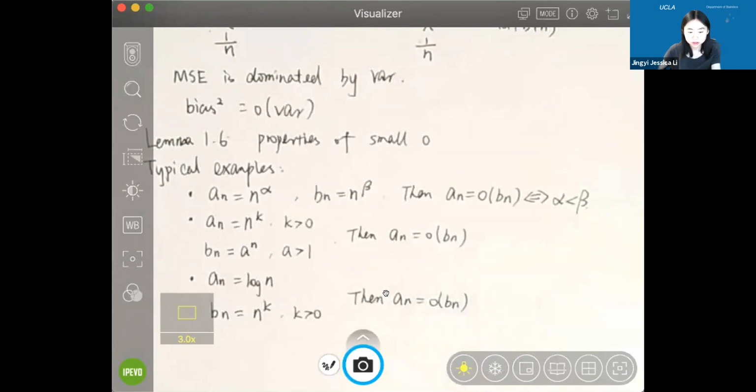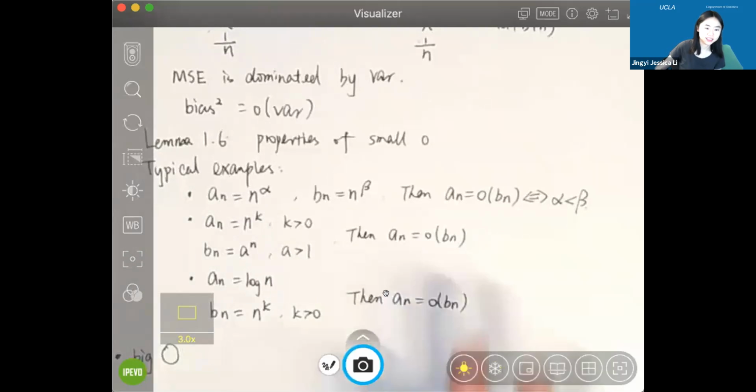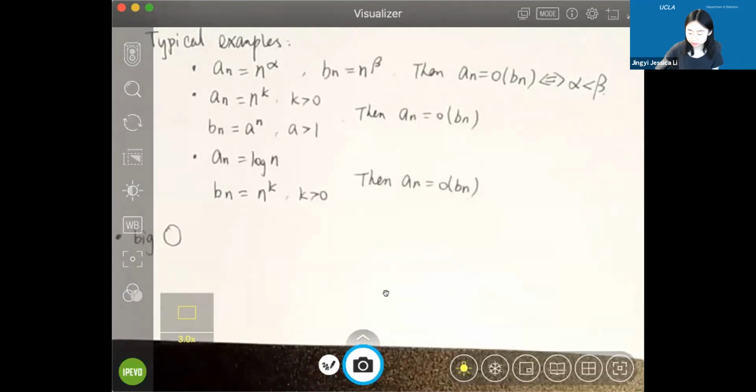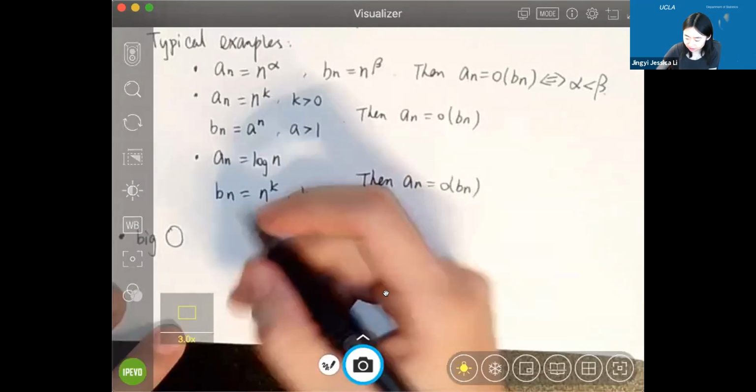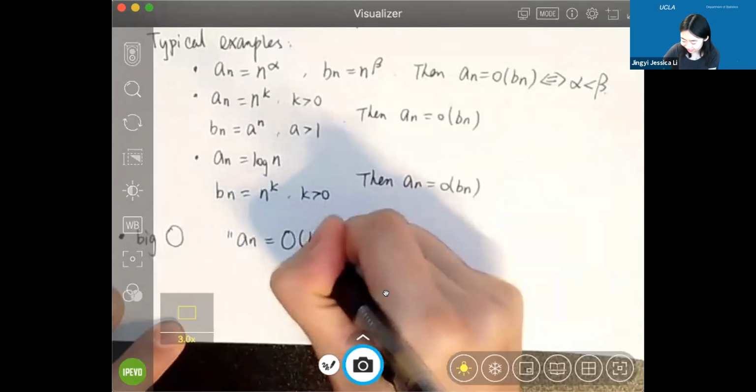All right, so the last relation. We talked about asymptotic equivalence, same order, and small o. Now we come to big O. I'll write it very big so that you can see the difference. For big O, the simple way is to write the notation as an is big O of bn.